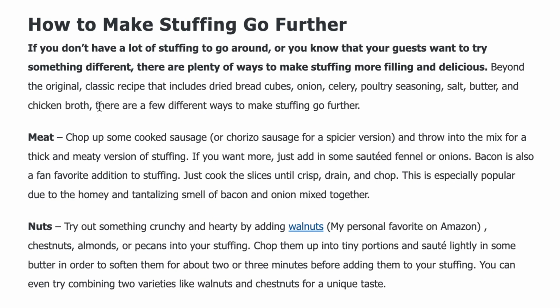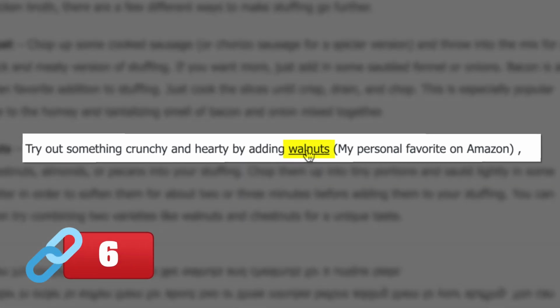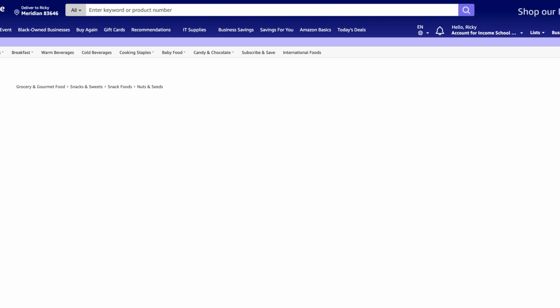Here he mentions these are things that you can do to add to the stuffing to make it go further, right? You can add some nuts. I really like walnuts. Here's my personal favorite walnuts. And guess what? You can buy them on Amazon. Ta-da! Again, if we can get the click, then if that person makes a purchase soon hereafter, well, we're going to be able to get a commission no matter what they chose to buy.